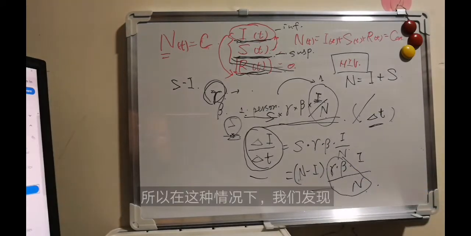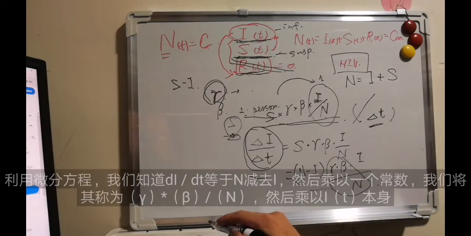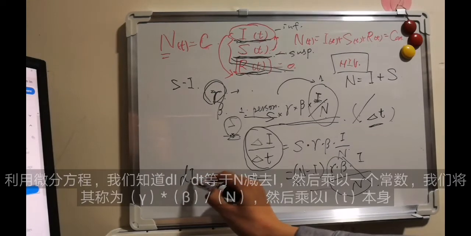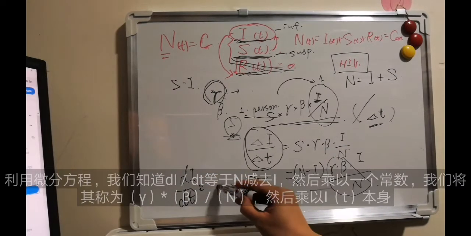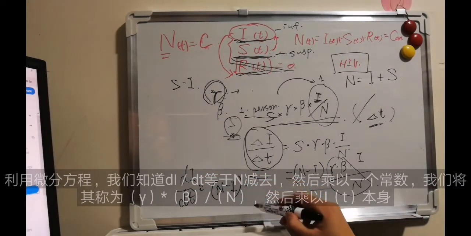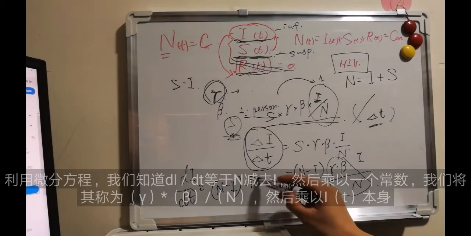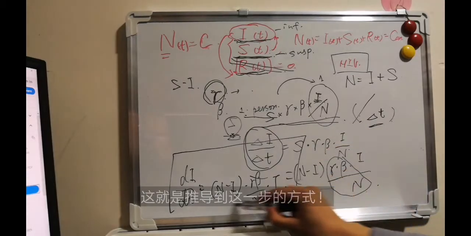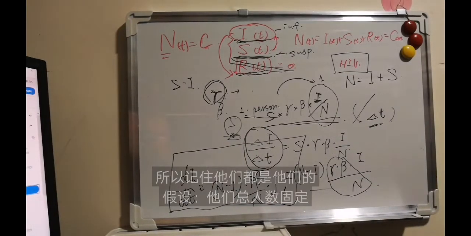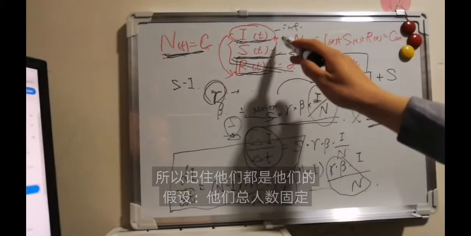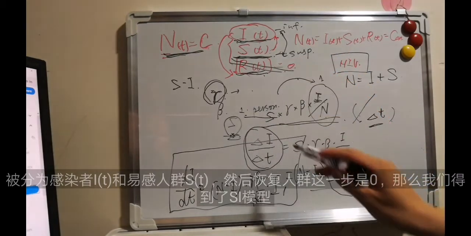In this case, we find a correlation for I using differential equations. We know that dI/dt equals N minus I, times a constant, which we call gamma beta divided by N, and also times I. That's how they get to this step. So remember all of their assumptions: a fixed number, divided into these two groups, and the recovered is 0. Then we get the SI model.